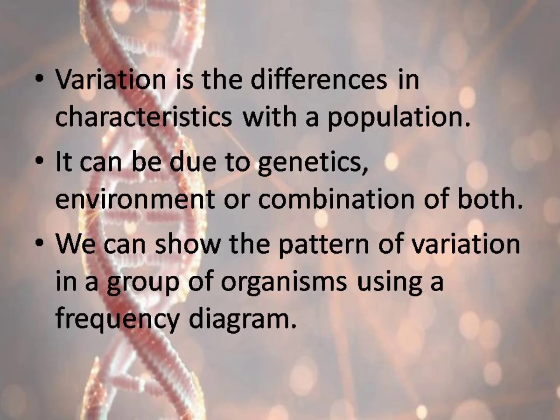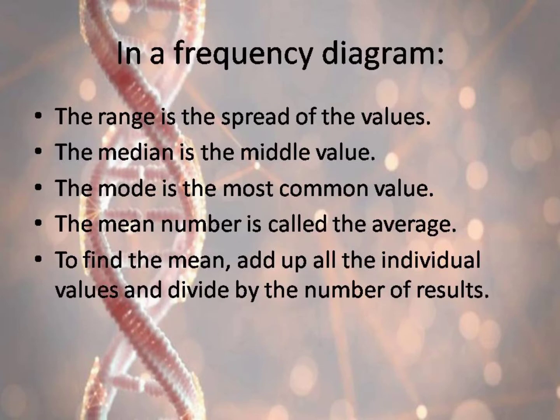We can show the pattern of variation in a group of organisms using a frequency diagram. In a frequency diagram, range is the spread of the values, median is the middle value, mode is the most common value, and mean is called the average. To find the mean, add up all the individual values and divide by the number of results.